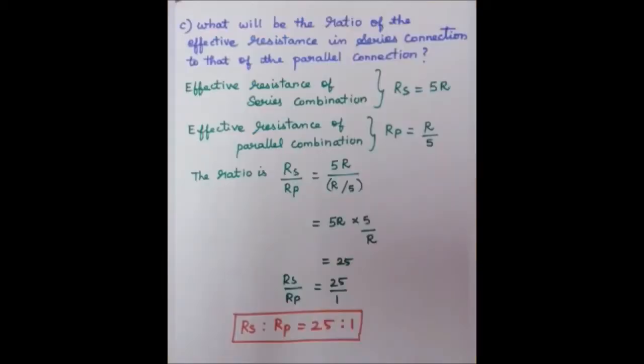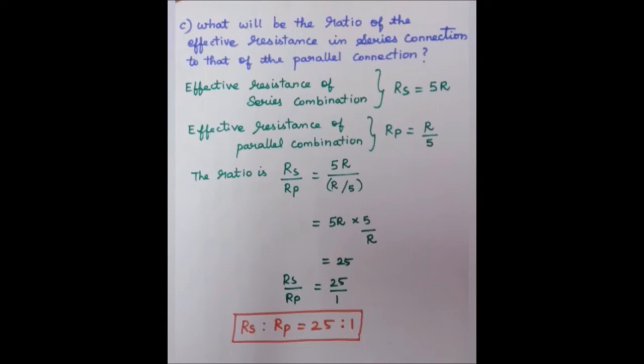What will be the ratio of the effective resistance in series connection to that of the parallel connection? In series connection, the effective resistance Rs equal to 5R. In parallel combination, Rp equal to R by 5. The ratio of Rs to Rp equal to 5R by R by 5.